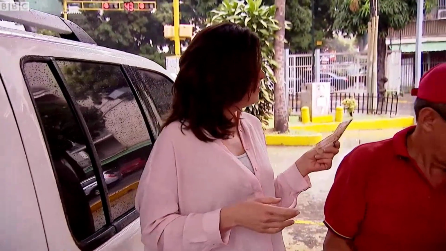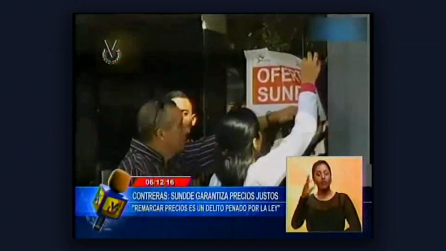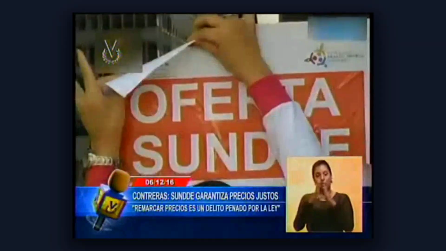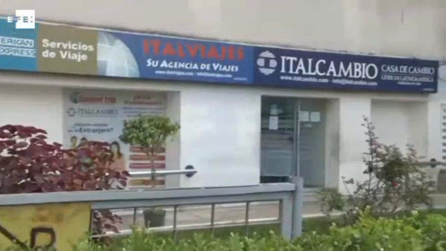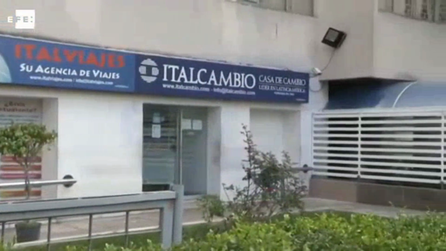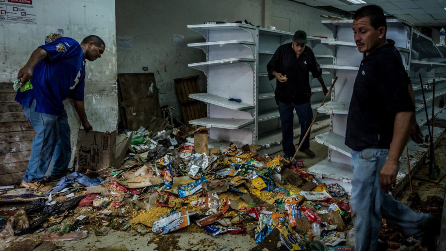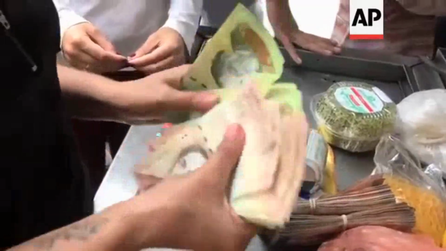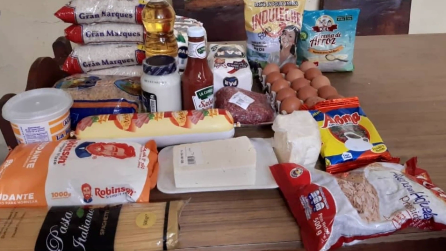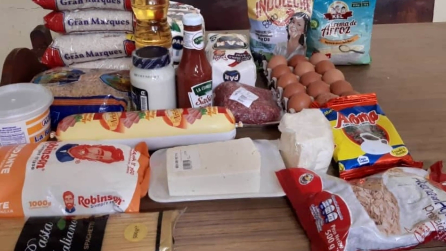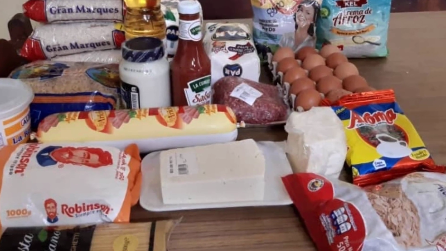Shoppers carried stacks of bills just to buy bread, while stores updated price tags several times a day. The bolivar's value collapsed so quickly that people often measured prices in US dollars instead. Savings vanished. Wages lost meaning. For most, the real value of their money dissolved in months, not years.